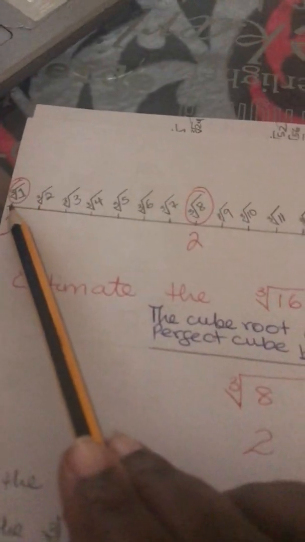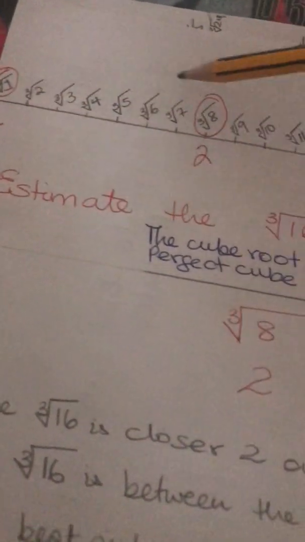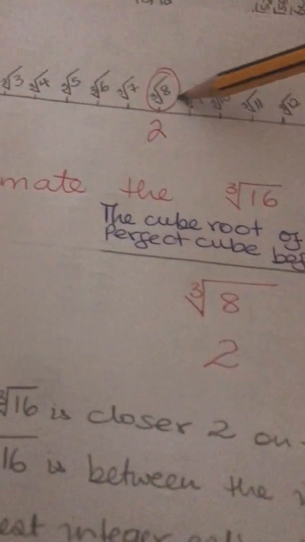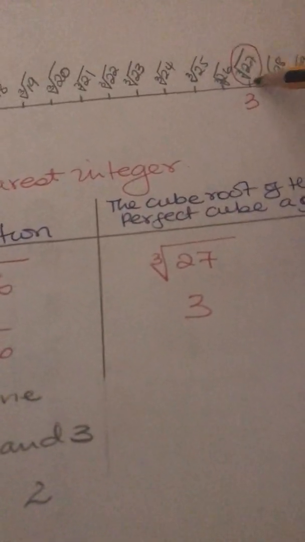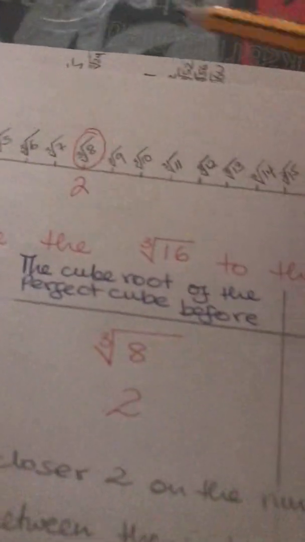Okay? Let's do cube root. So I drew cube root the same way. I drew my number line. I wrote all my cube roots from 1 to 30. And then I selected which ones were perfect cubes. So 1, 8, and 27 are perfect cubes. Cube root of 1 is 1. Cube root of 8 is 2. Cube root of 27 is 3.